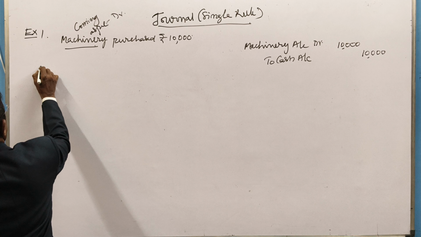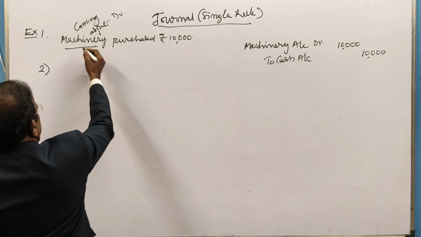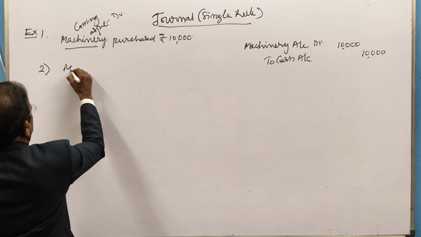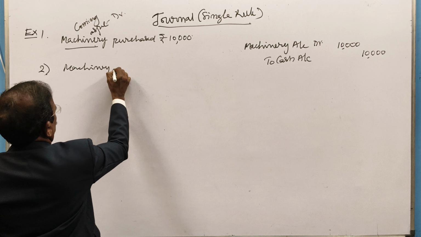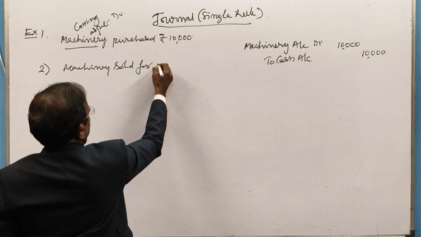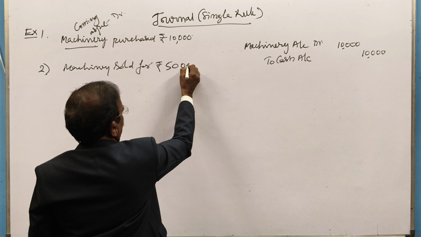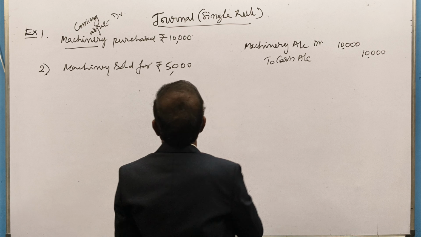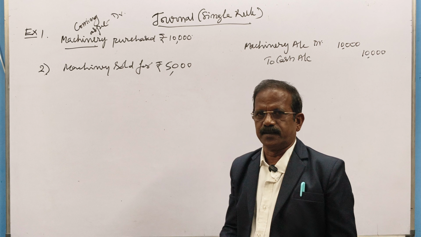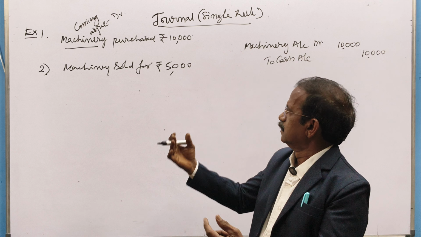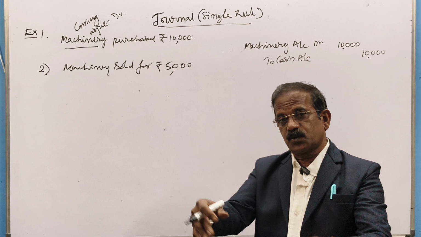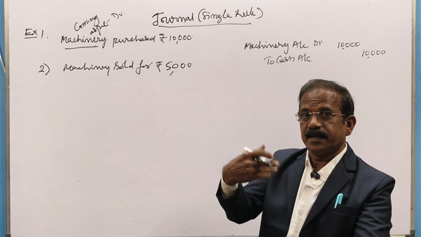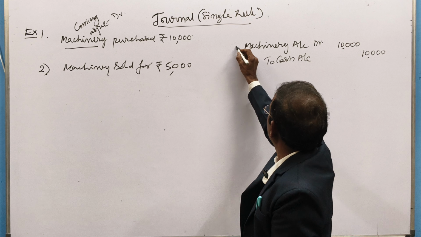Now, take a second example. Suppose you sell the same machinery after some time. Machinery sold for rupees 5,000. After using it for some years, you sold it. Then what is the entry? What is coming here? What is going? Here, since we sold, machinery is going, that is going aspect, that is to be credited. And what is coming? Cash is coming, that is debited, that is coming aspect.